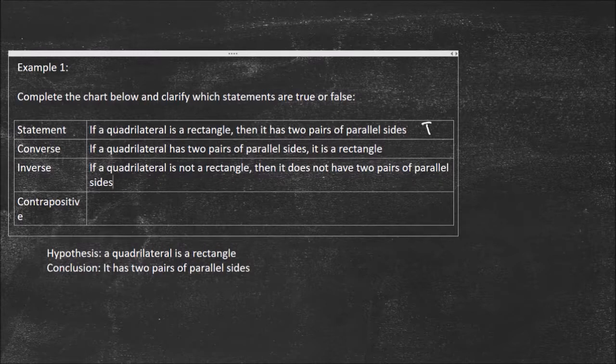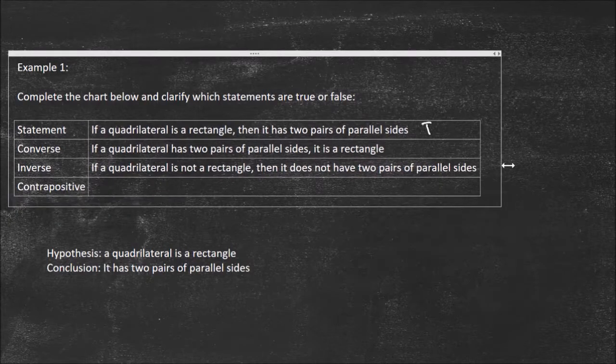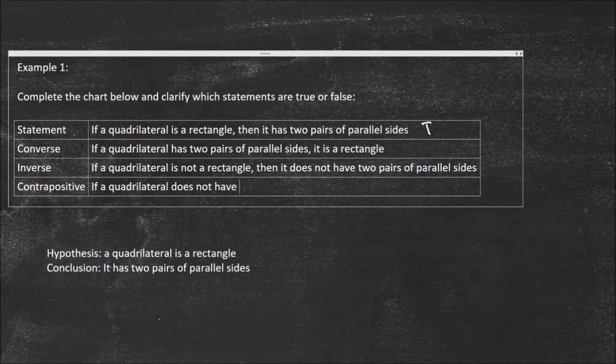Okay, and lastly, the contrapositive, which is kind of when we can take the converse and make them both negative. So that would be if a quadrilateral does not have two pairs of parallel sides, then it is not a rectangle. Let me add my then to this just so it's a little clearer. You don't have to have then, but it does make it a little bit easier.